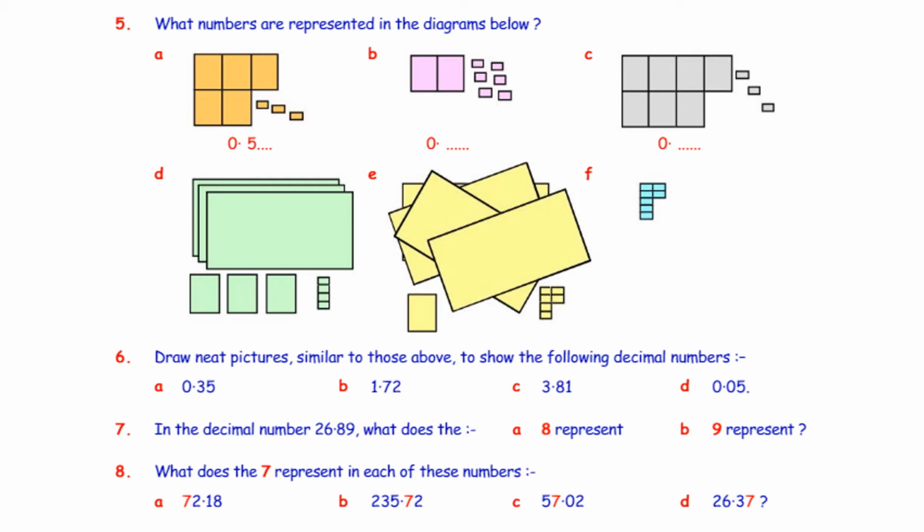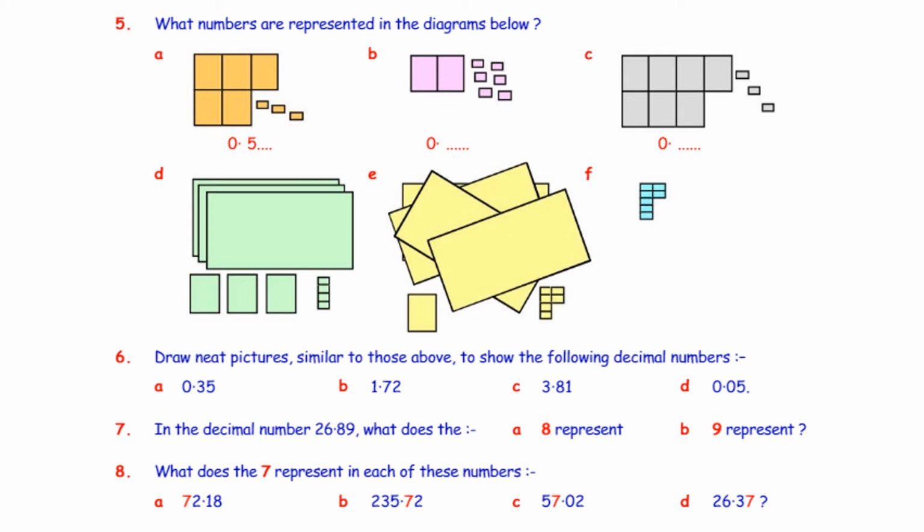Okay, and then it's asking you in the decimal number 26.89. Now listen to the way I said that. I said twenty-six point eight nine. I didn't say twenty-six point eighty-nine, because it isn't 89. Okay? It's not tens and units. It's eight tenths and nine hundredths.